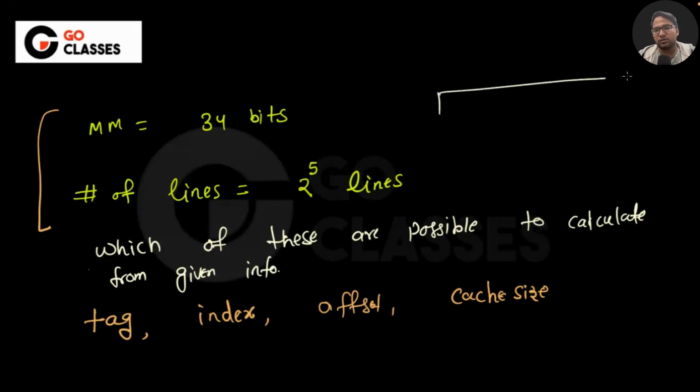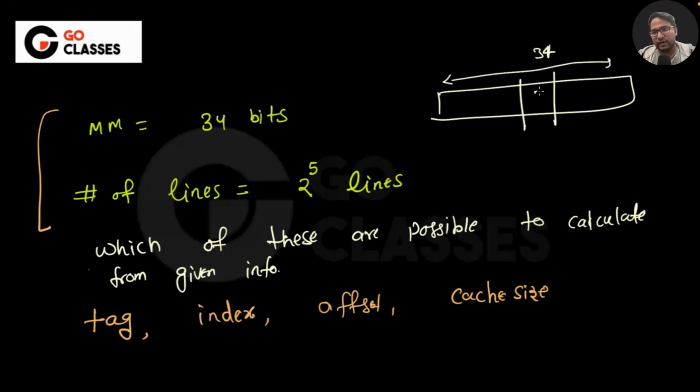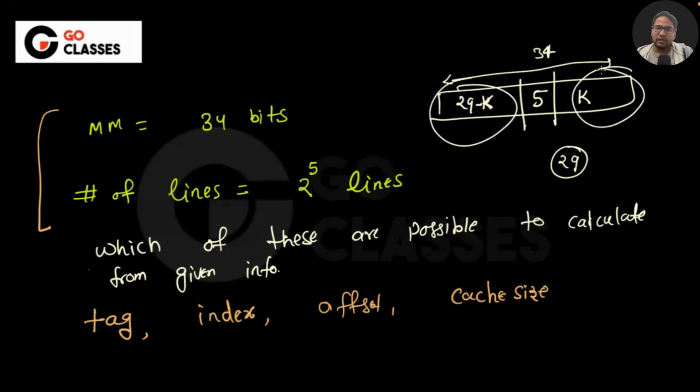So see here, the total is 34, which is given to you. In between, something is given, that this is 5, right? Now the remaining is how much? Remaining is 29, right? So if this is, let's suppose, k, then this will be 29 minus k, right? You don't know exactly how much is tag, exactly how much is offset, but you know the index, right? You know the index, but you don't know the cache size.